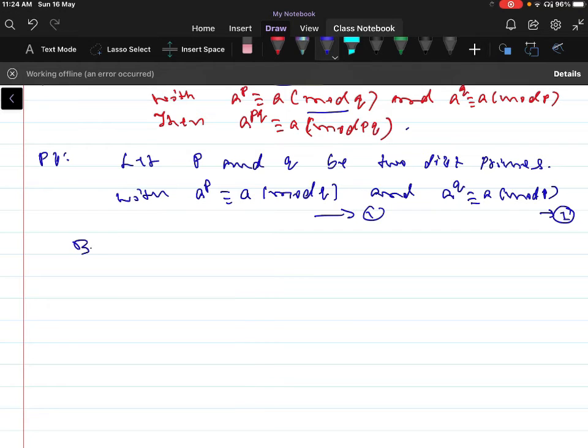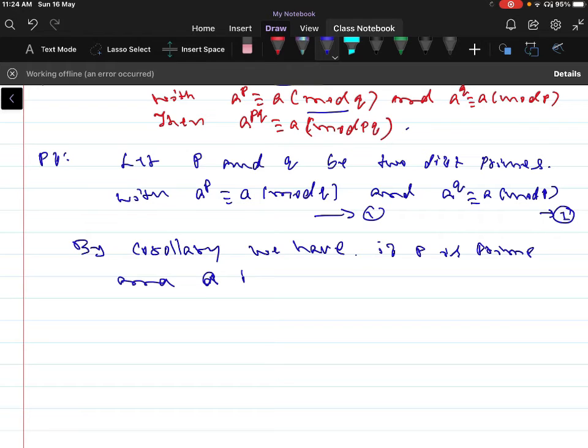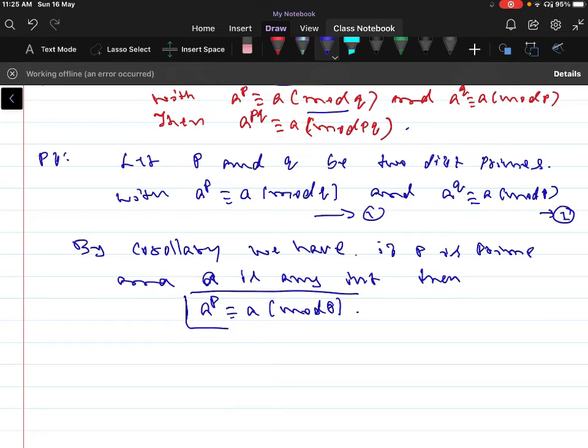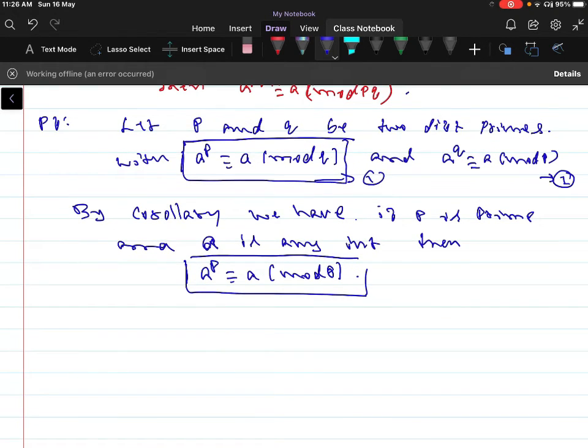So by the previous corollary, we have if p is prime and A is any integer, then A power P is congruent to A modulo P. Using this result, equation 1 can be written so in place of A you take A power P.